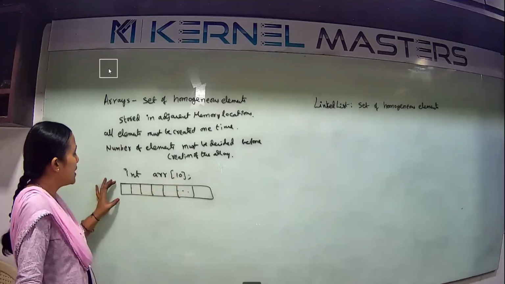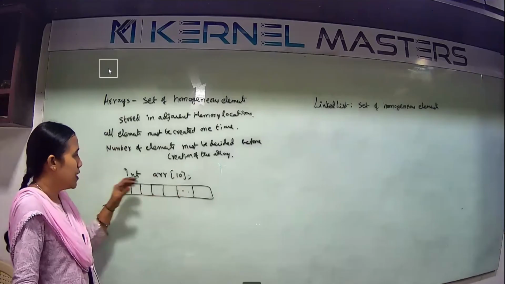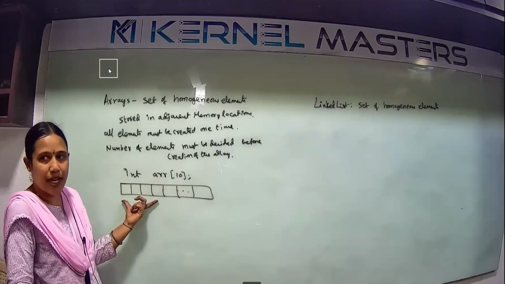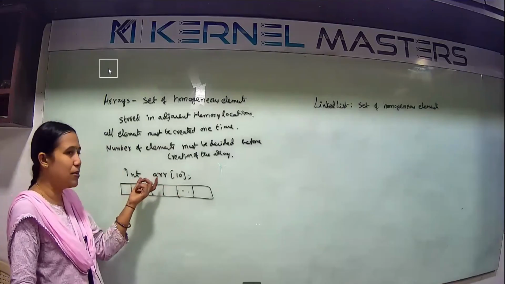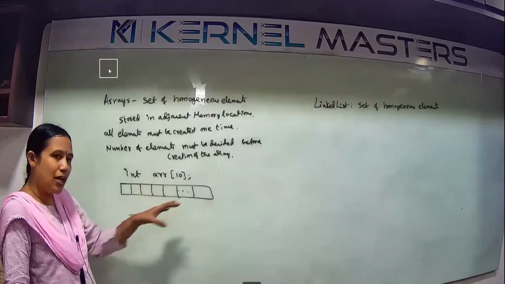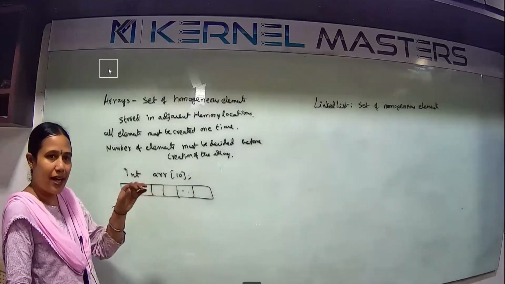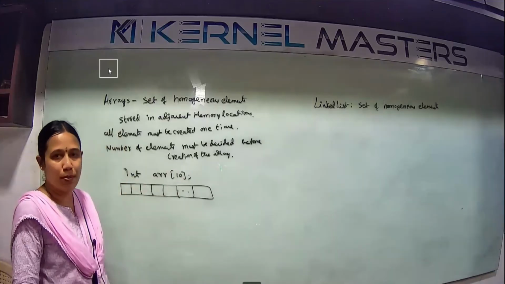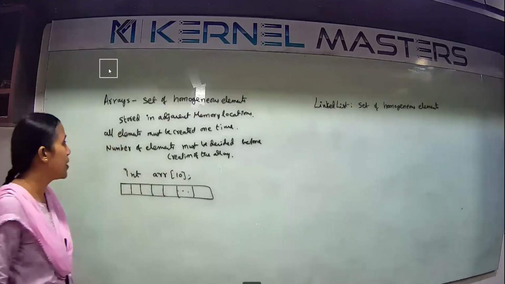Once after creating, if it is static, then there is no change. 10 elements means 10 elements only. If it is dynamic, you will be able to increase or decrease. But the total number of elements you have to decide, and when increasing or decreasing also, you have to know how many elements you want to keep.